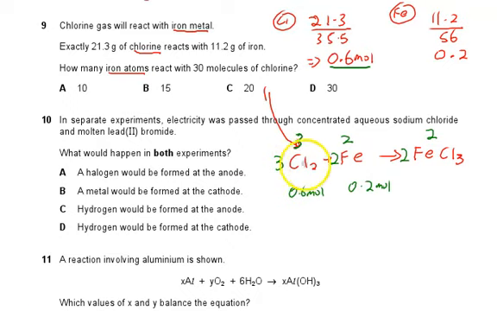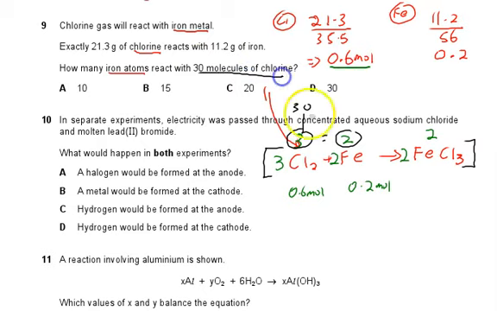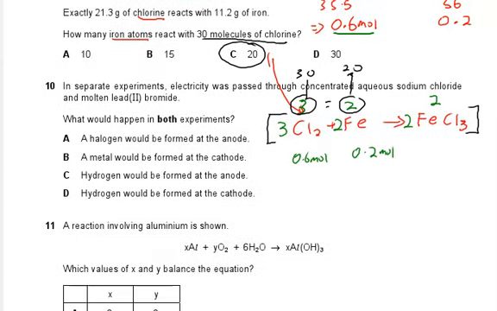Please remember, whenever you have this question, please redo the equation to make sure. So the iron and the chlorine, we will have a 2 and 3 ratio. So if here is 30 chlorine molecules, here will be about 20. So your answer here is C. Now we will go through question number 10.